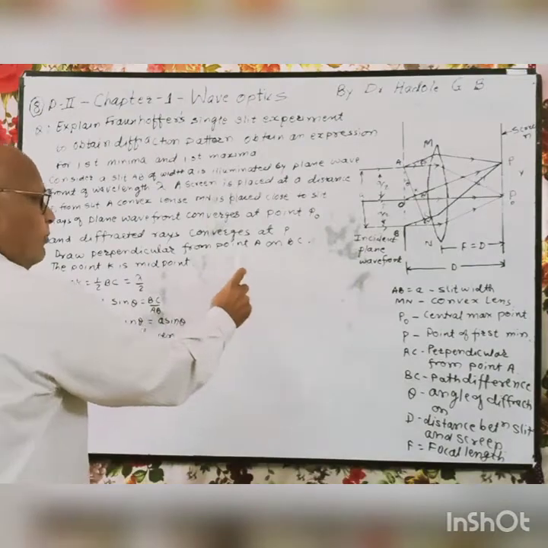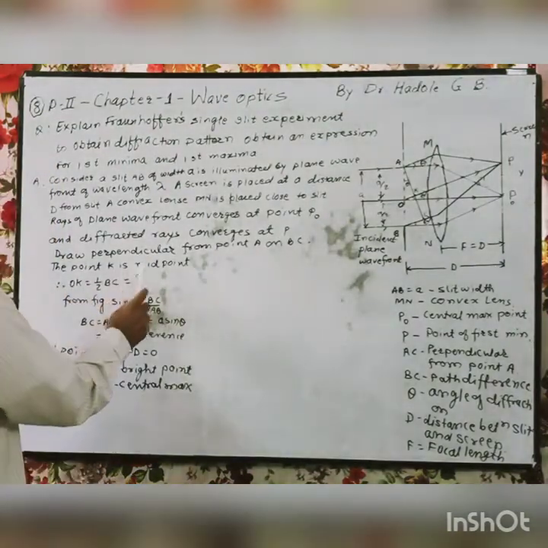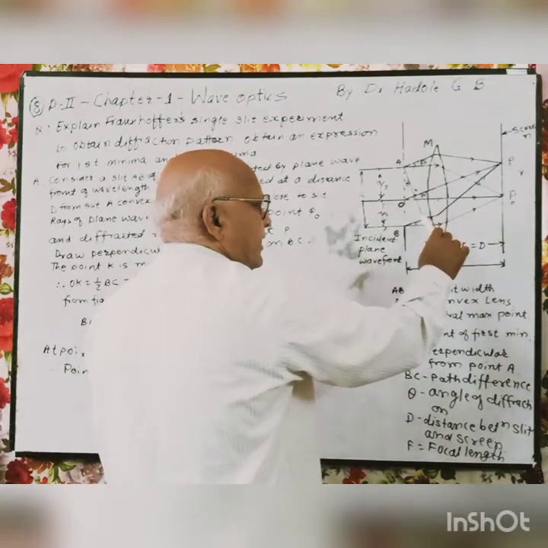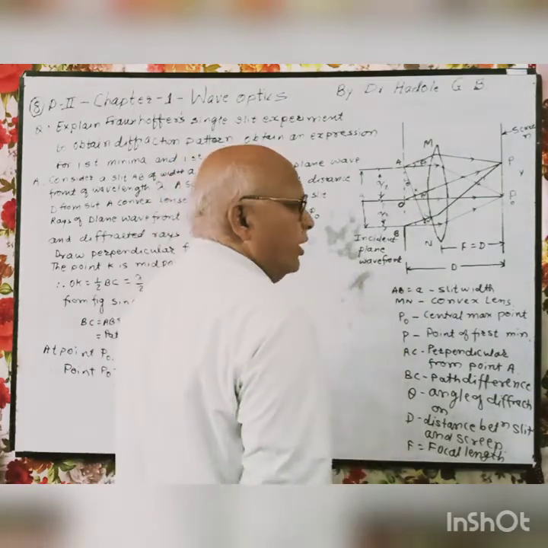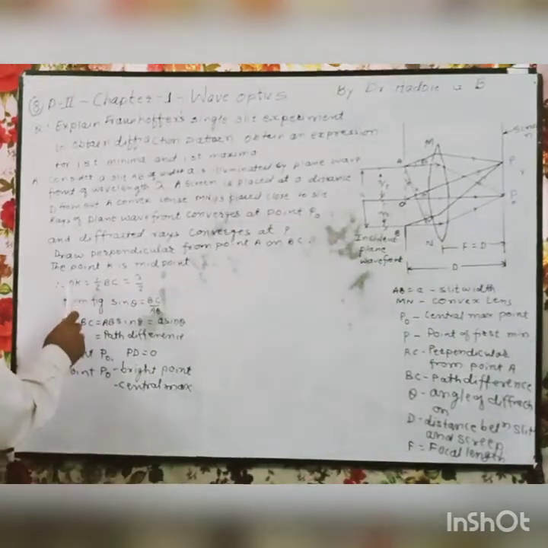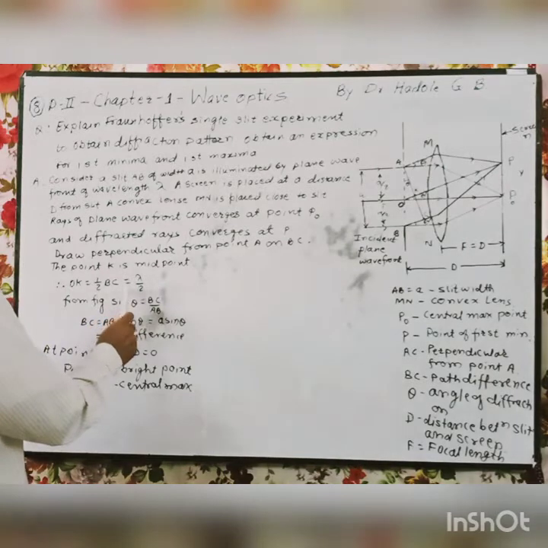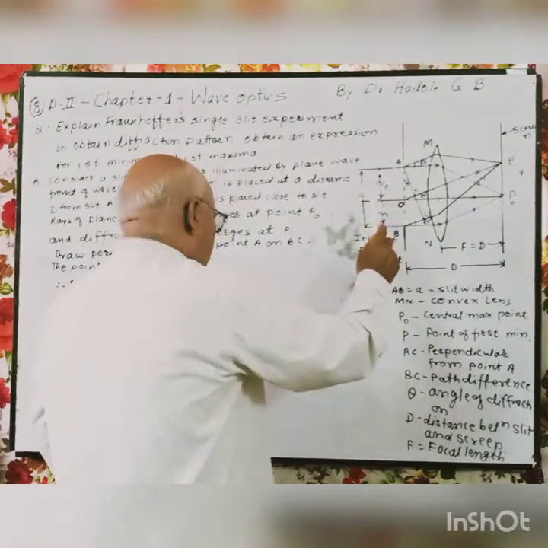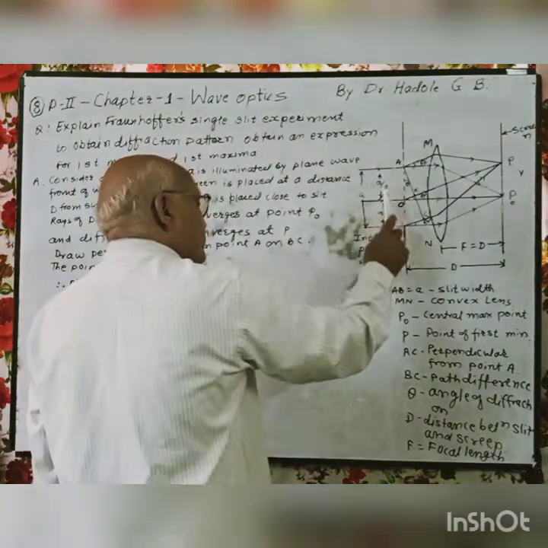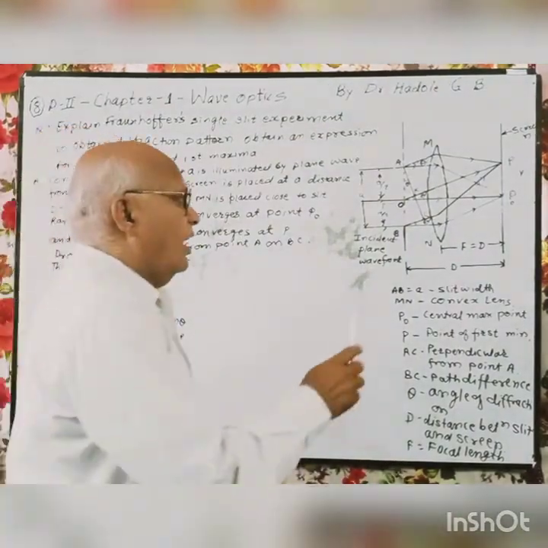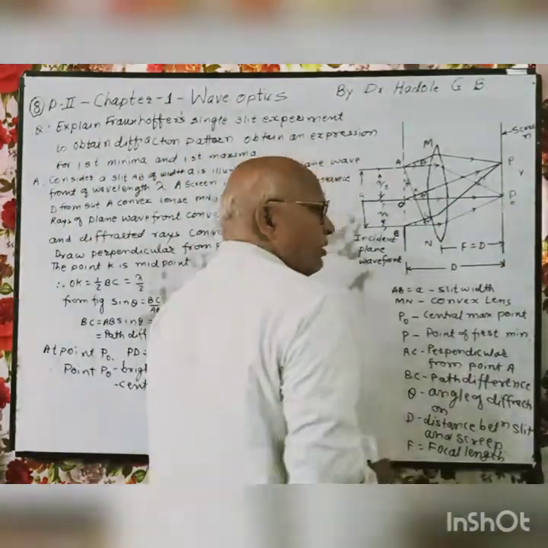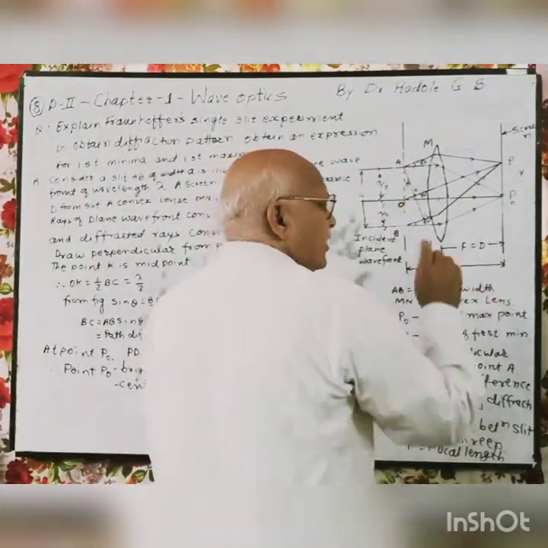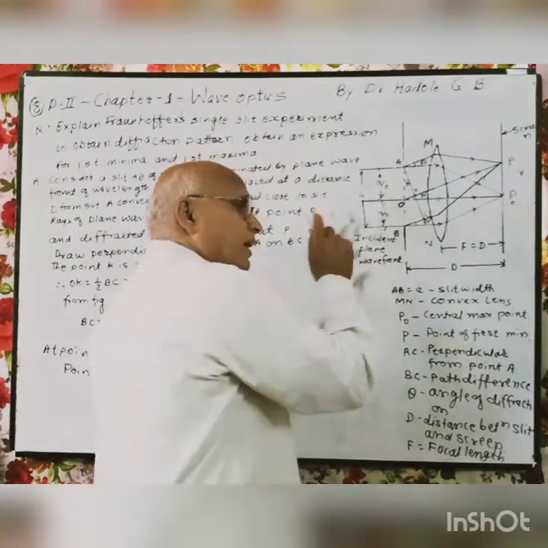Draw perpendicular from point A on BC. Here we have drawn the perpendicular AC. This point K is a midpoint, and therefore we can write OK equal to half BC equal to lambda by 2. It means that if lambda is the wavelength of incident light, half of the wavelength travels along this direction. Here lambda is the wavelength.